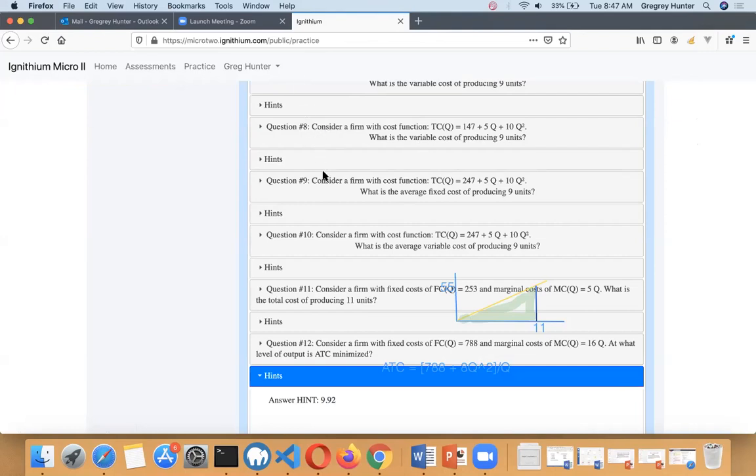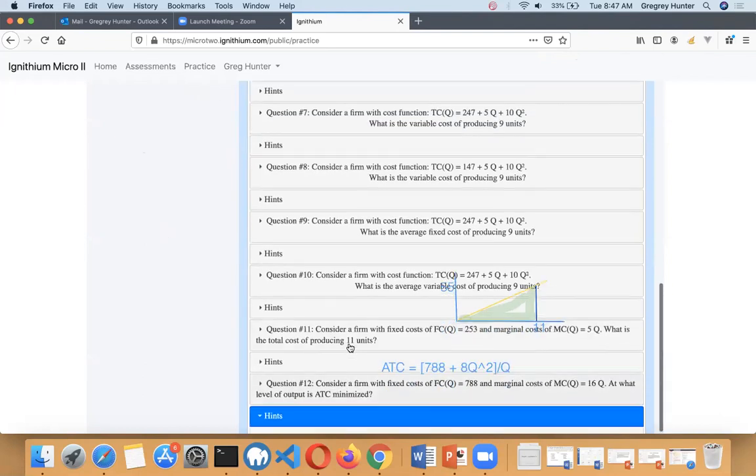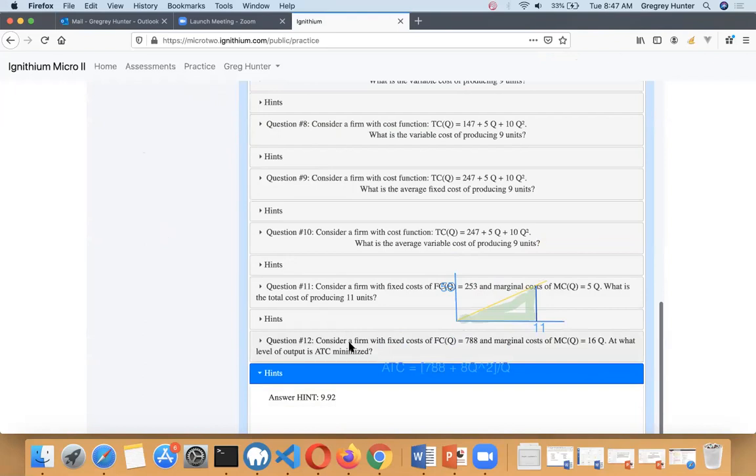Oh, Jin, you have your hand up. I didn't notice. Did you want to say something? Oh, is it down now? Oh, I actually have a quick question, Professor. How do you, I'm realizing I don't understand how to get 8Q squared. I'm noticing it's half of the marginal cost. Is there any relationship there?